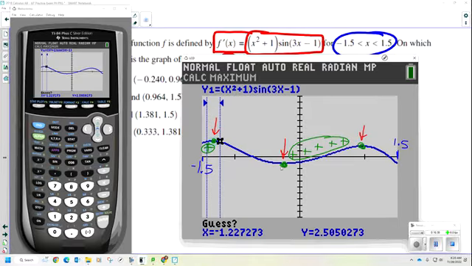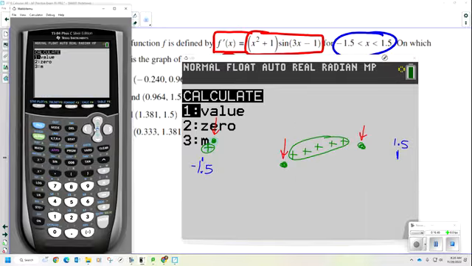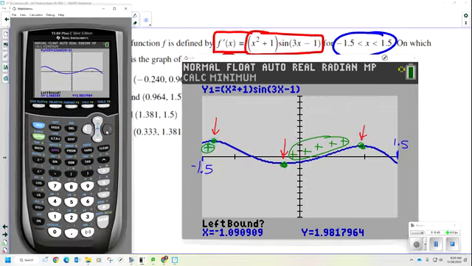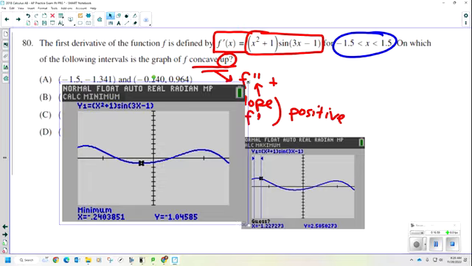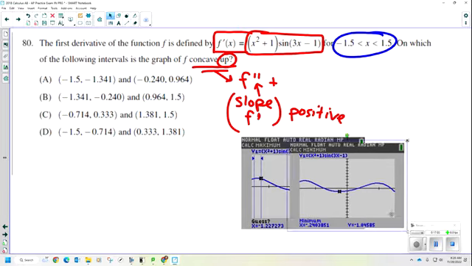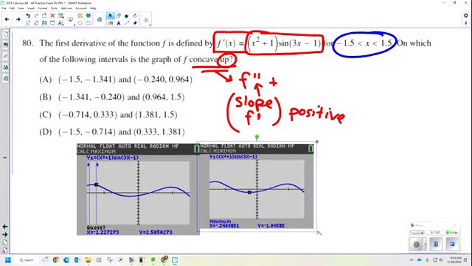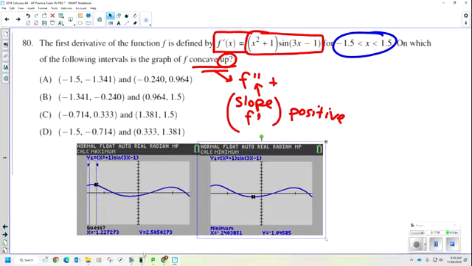Now I want to find this minimum point here, so I've got to do this all over again. Second trace, minimum this time. And I'm going to bow tie myself, or create bounds, bookends, if you will, on the left, on the right, and hit enter. That x value is negative 0.24. Let's bring this out here. This will probably come in handy as well. Line these all up. So nice what you can do with technology.